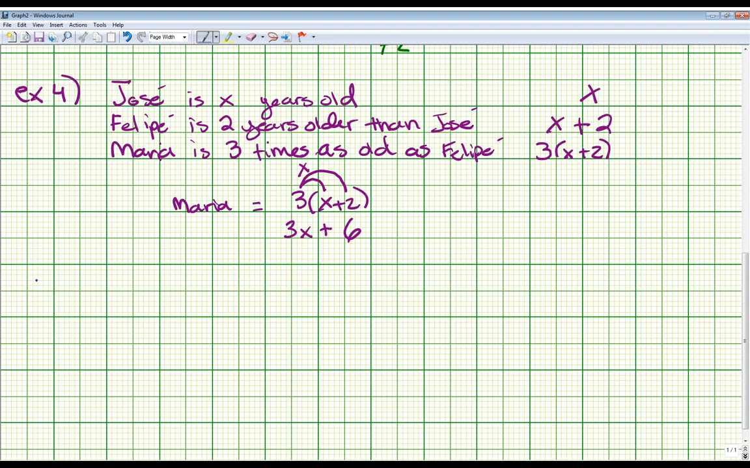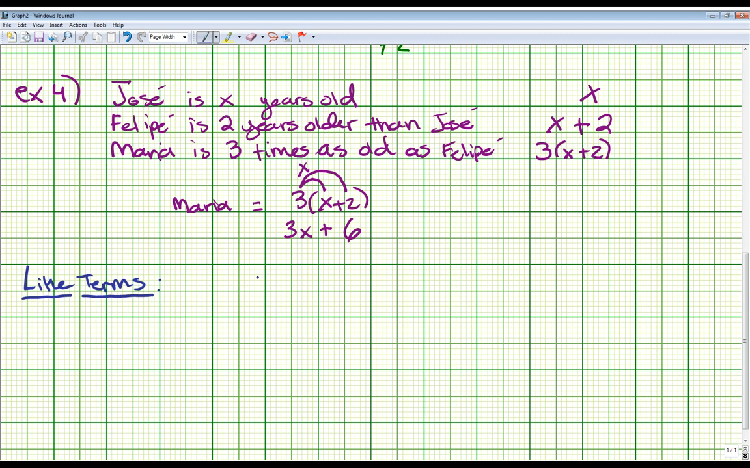The next thing we'll do on page 136, there's one more vocabulary term that we need to talk about, and it is something called like terms. We've actually already been talking about like terms in this lesson without actually naming it. So it says, in an algebraic expression, like terms are terms that have the same variables raised to the same exponents. Constant terms are also like terms.